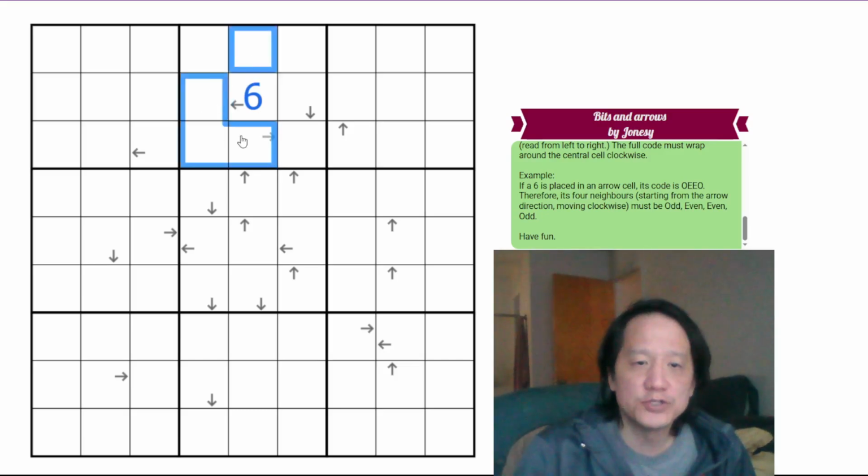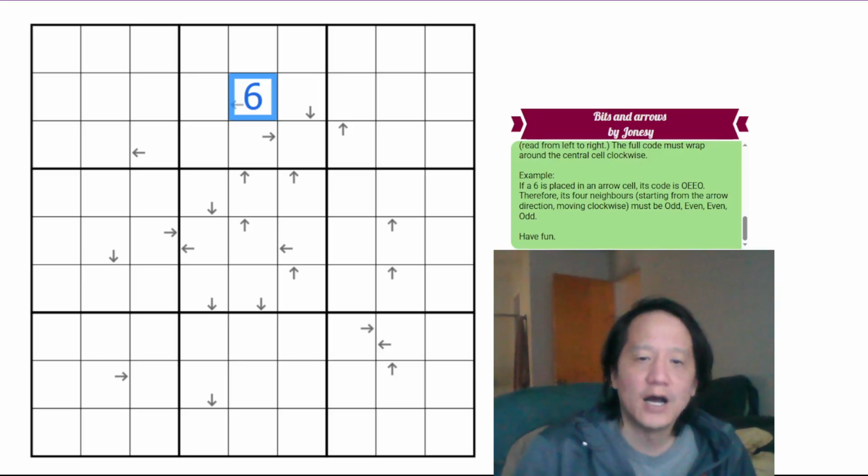So this is an interesting rule set that I saw, so I wanted to try this. Anyways, those are all the rules. If you'd like to play along, there's going to be a link in the description. And now I'm going to get started.